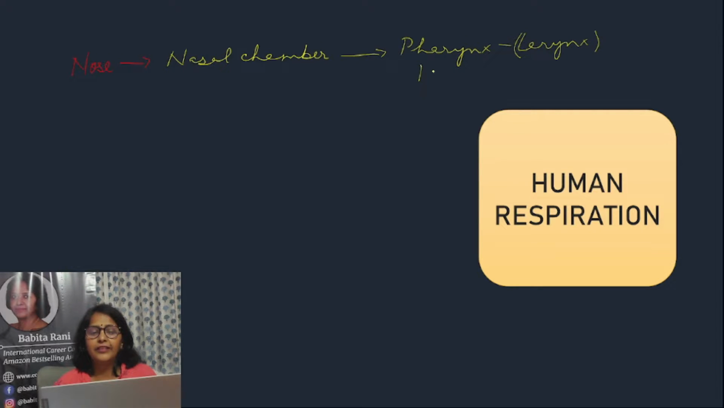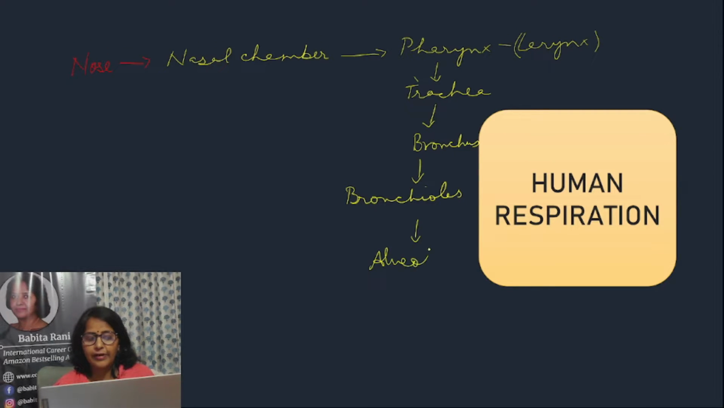Then we have the trachea. From the trachea, air goes to the bronchus. From the bronchus, it is further divided into smaller branches, which are known as bronchioles. And finally, the balloon-like structures present at the end of the bronchioles are known as alveoli. This is the passage of air in our body.